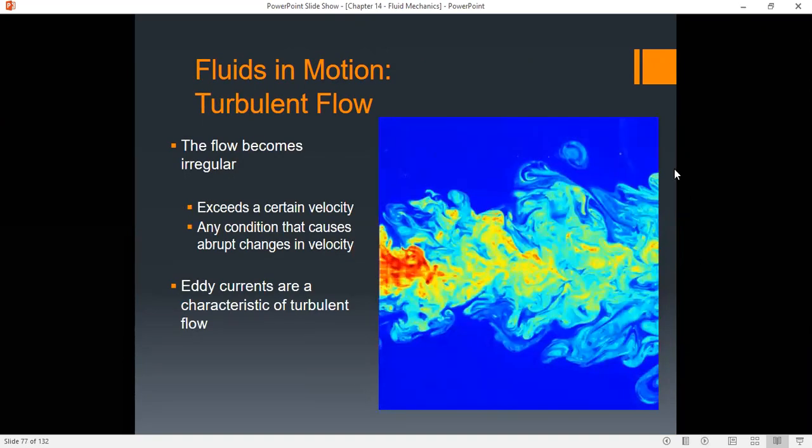Turbulent flow, as the name implies, indicates that we are not in a steady state anymore. As we get the fluid going fast enough, and as we have enough internal friction in the fluid, we start seeing these eddy currents show up.